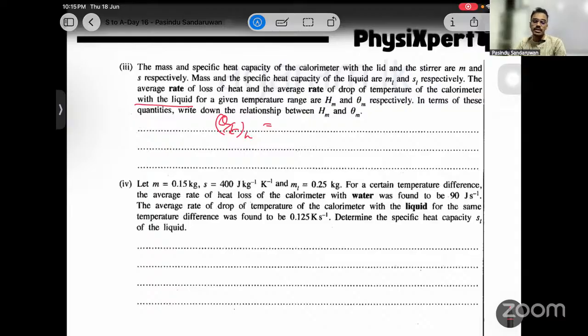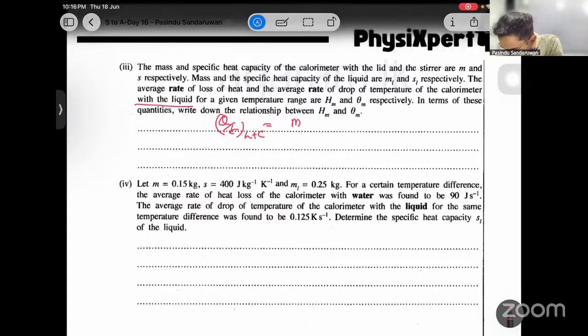The calorimeter liberates some heat, right? And at the same time, the liquid also liberates some heat, because initially we are starting at a higher temperature and let the system cool down. So both liberate heat. Then this Q is liquid plus calorimeter, so we have to mention both of them.